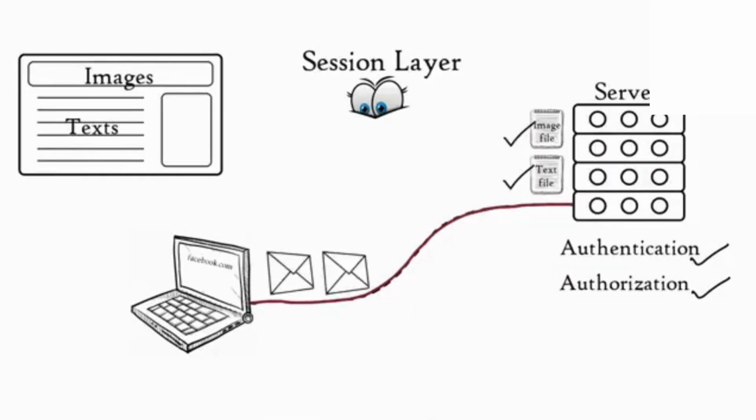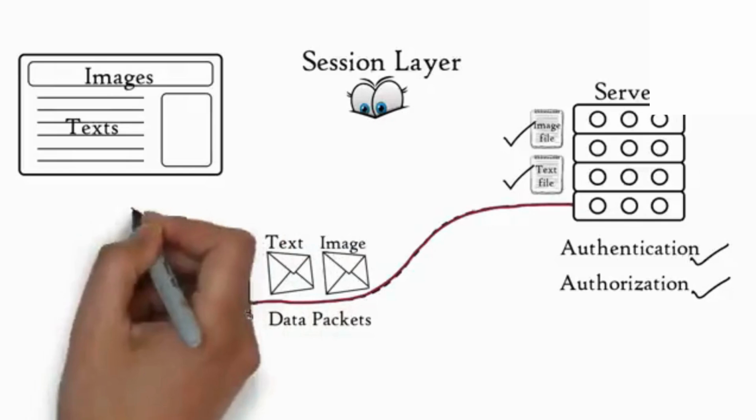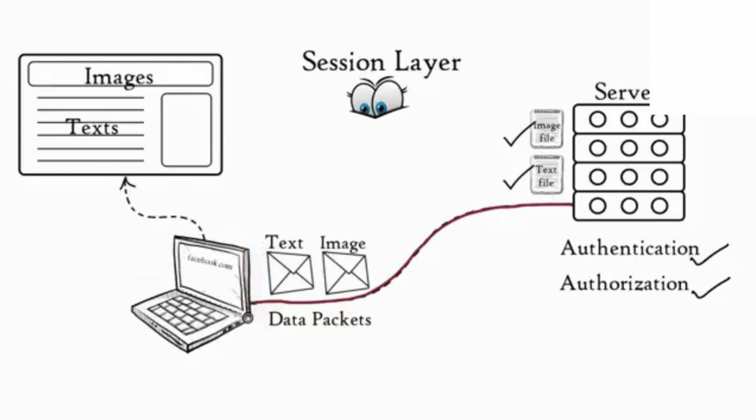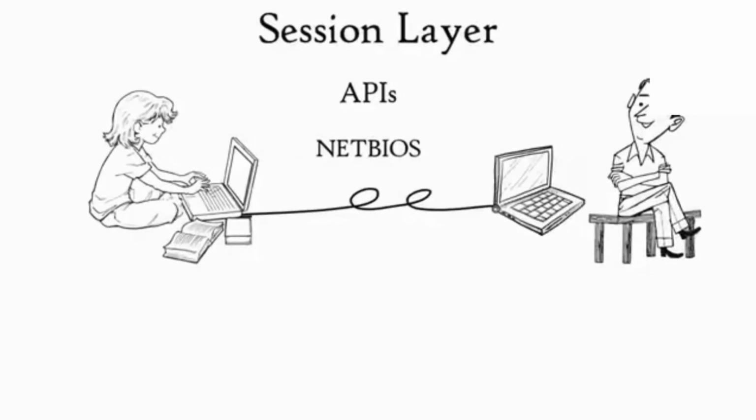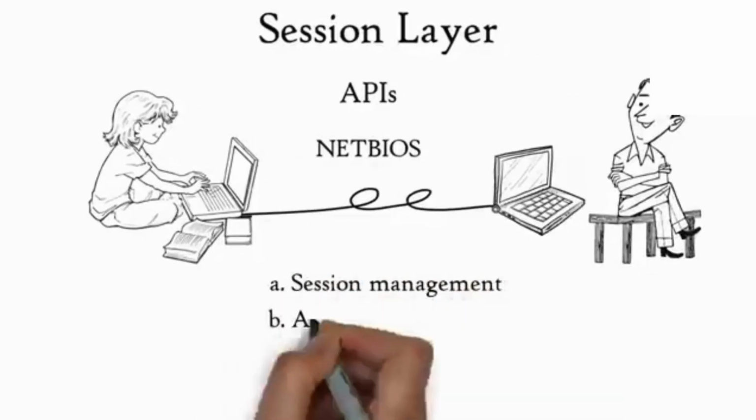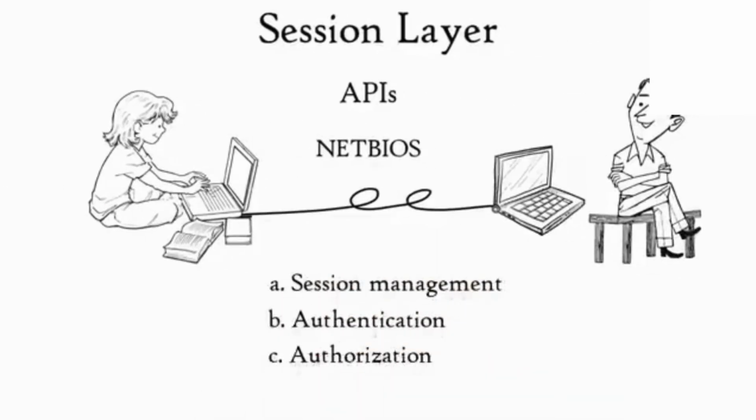These files are received in the form of data packets. The session layer keeps track of which data packet belongs to which file, either a text file or an image file, and tracks where the received data packets go. In this case, it goes to the web browser. That is, the session layer helps in session management, authentication and authorization.